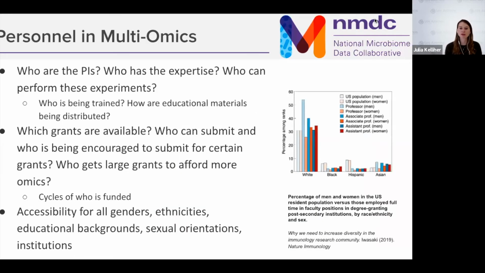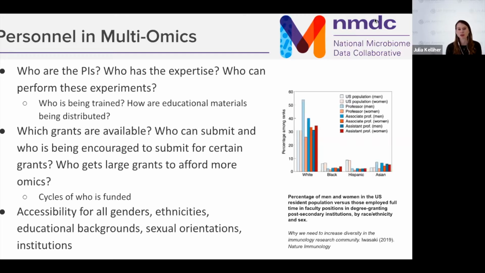And just talking about some of the disparities that I just mentioned of how these decreases in costs are not always attainable for some labs and for some researchers. So just some questions to keep in mind, and some of these we'll be tackling today during the community conversation, but just the current state of personnel in multi-omics and the trend of where we should be going in terms of accessibility.